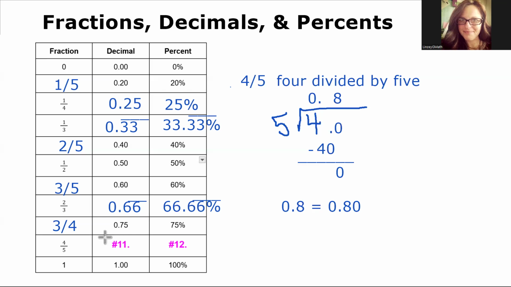4/5 as a decimal, 0.80. And then 0.80 as a percent, we'll move the decimal 2 times to the right, multiplying by 100. 1, 2, and we get 80%. 4/5 is 80%. And that finishes up our session, fractions, decimals, and percents.